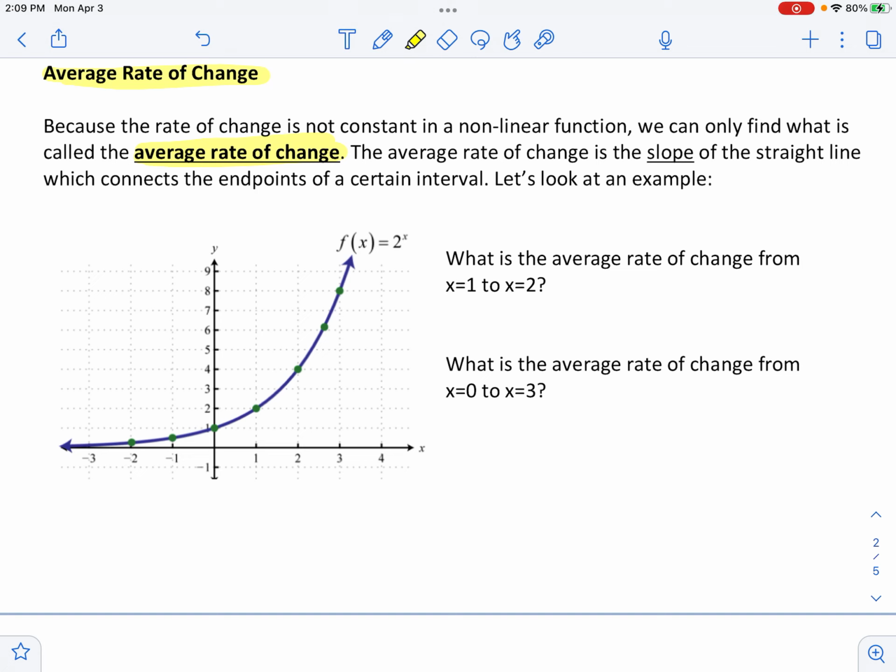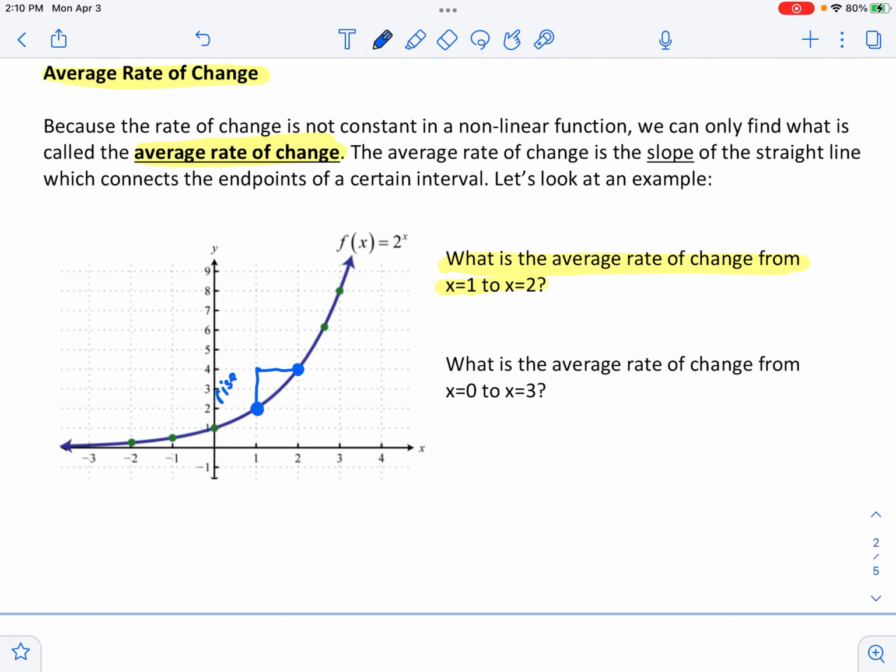The question we're trying to answer is, what is the average rate of change from x equals 1 to x equals 2? Well, what we need to do is find 2 points, one where x is equal to 1 and one where x is equal to 2. And that would be this point and this point right here. And then we are going to find the rise and the run between those 2 points. So let's find the rise first.